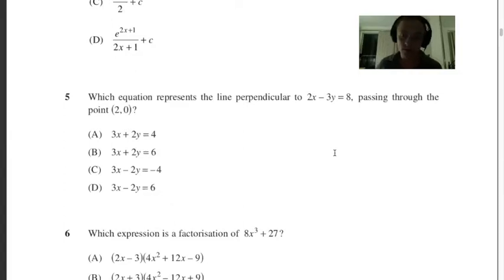Okay, this is not one that I can do off the top of my head. So we're going to take the initial equation. I'm going to rearrange it into the general form so I can easily read off the gradient.